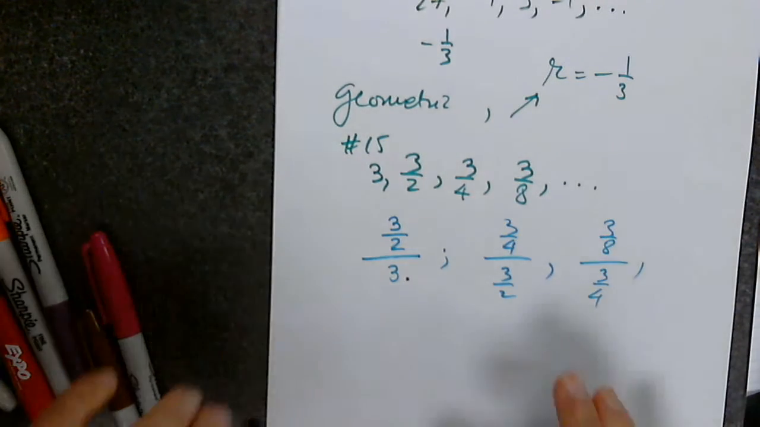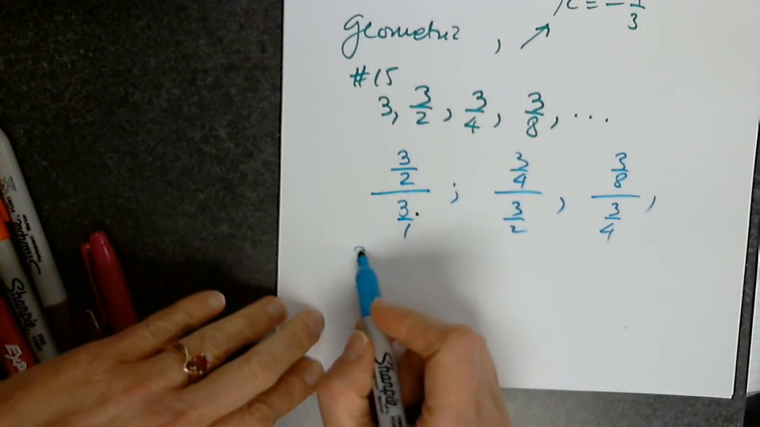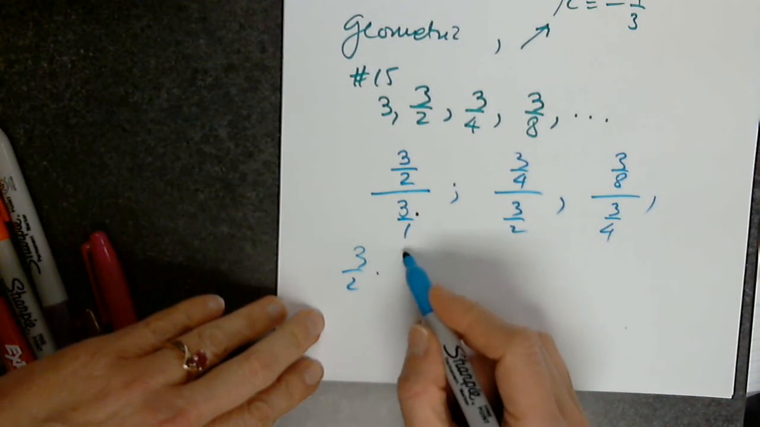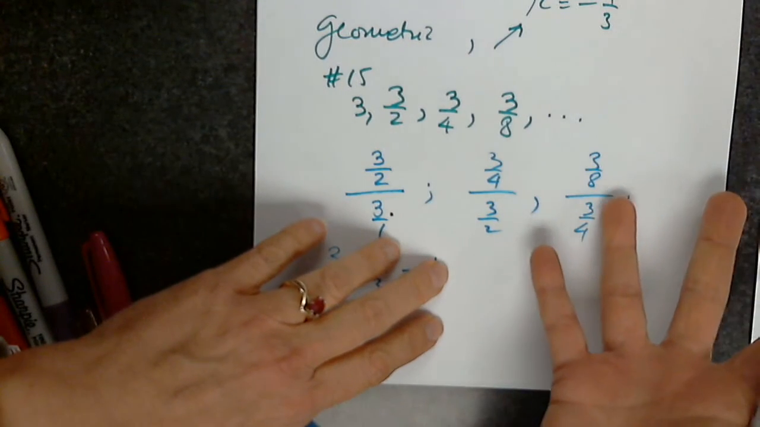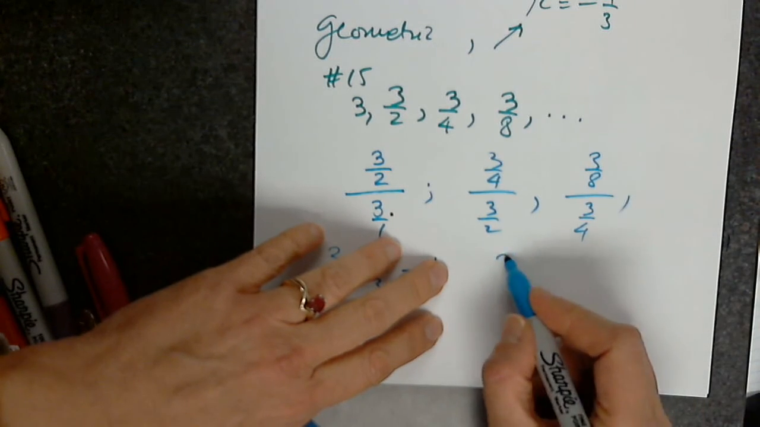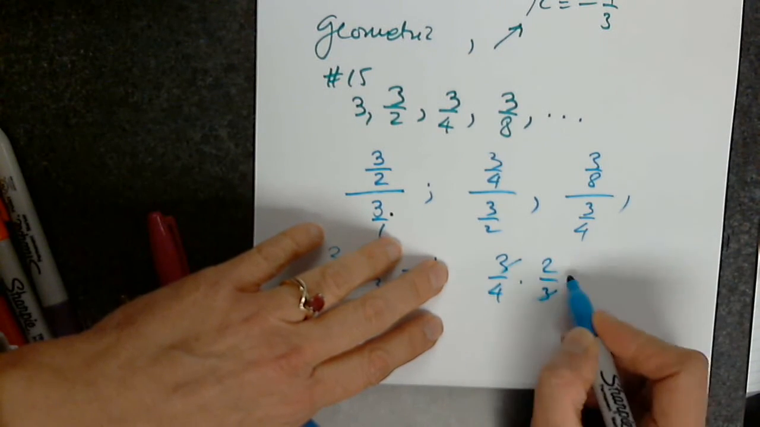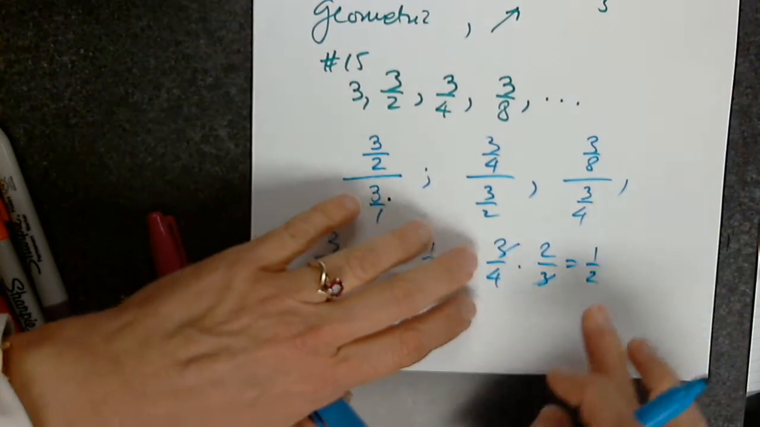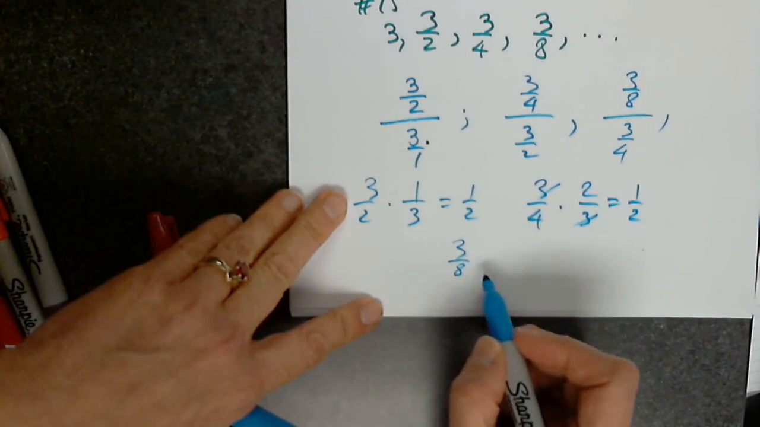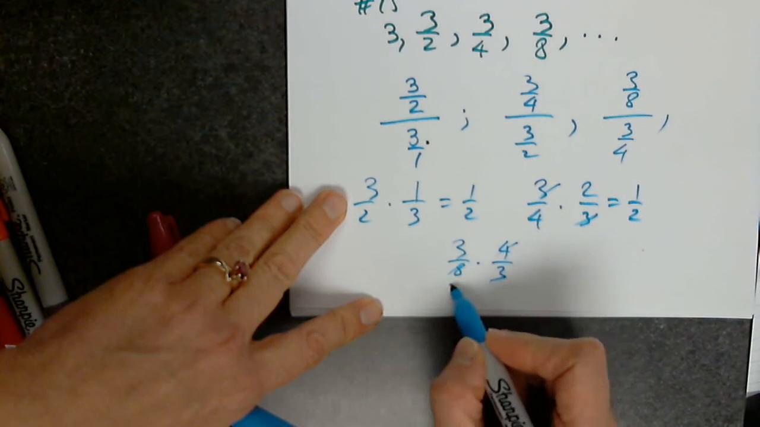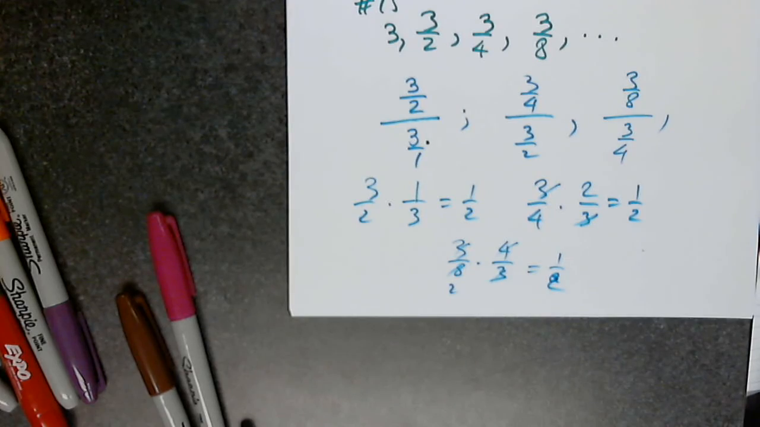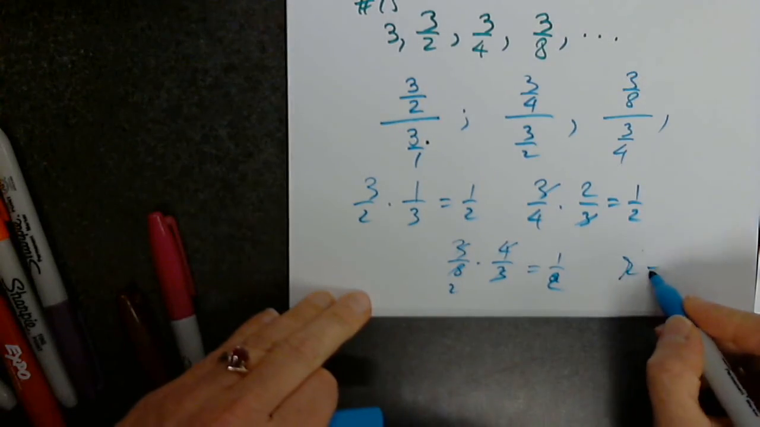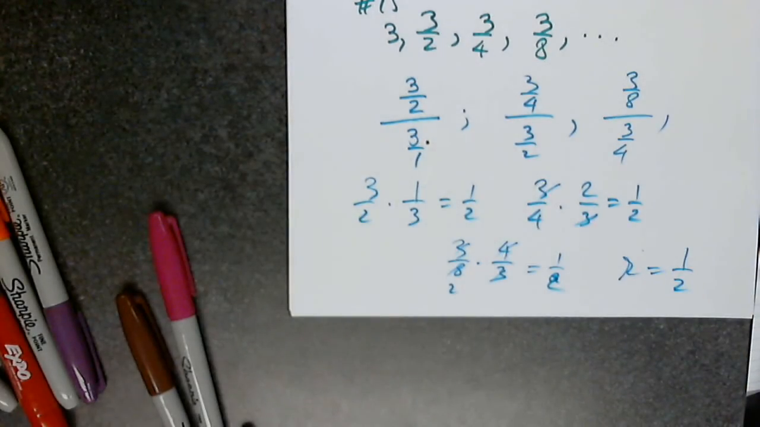Okay, so this is 3 over 1. So 3 over 2 times 1 over 3 is 1/2. If this one is not 1/2, I don't have to determine the third one. So let's look. 3 over 4 times 2 over 3. It says 1/2. And then I'll calculate that one just to make sure. 3 over 8 times 4 over 3. 1/2. So what do I conclude about this? It's geometric. And the common ratio is 1/2. Awesome. Very good pick. Okay, moving on.